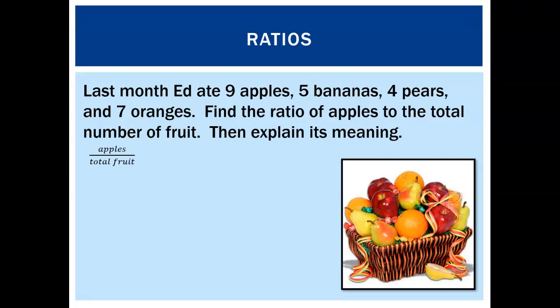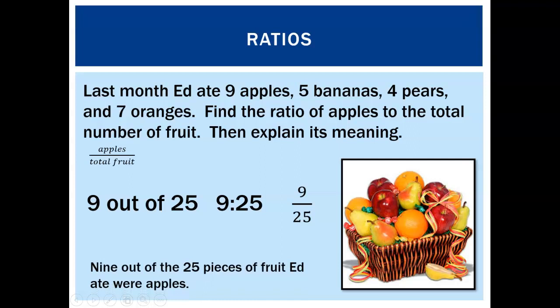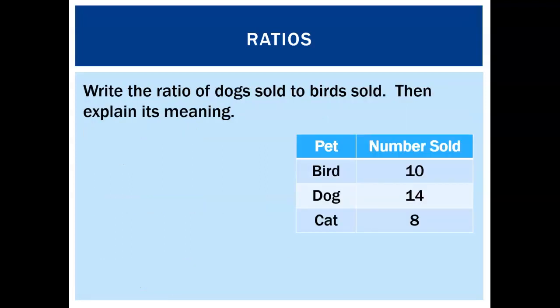Now that we know there are 25 pieces of fruit, we can write the ratio. The number of apples is 9, and the total pieces of fruit is 25. When you're comparing to a total, you quite often use out of instead of the word to. We can also write this using a colon and in fraction form. Our ratio tells us that 9 out of the 25 pieces of fruit that Ed ate were apples.